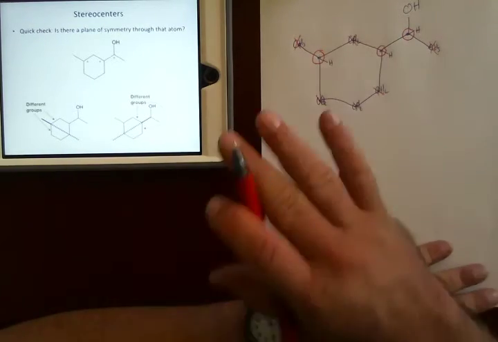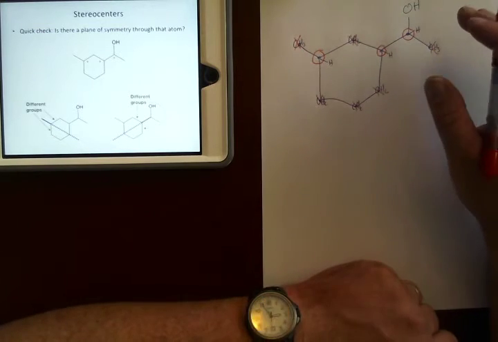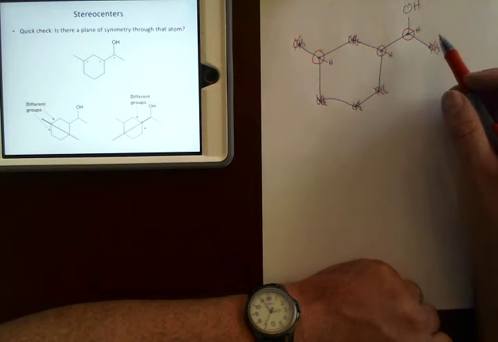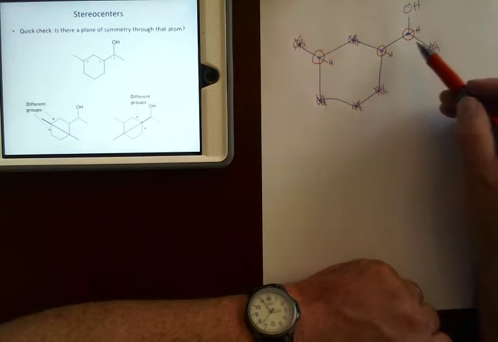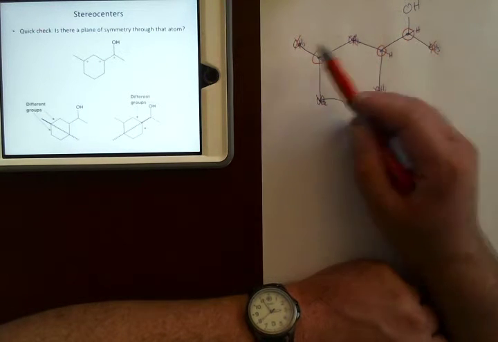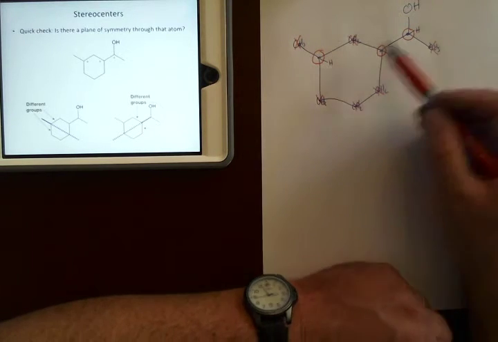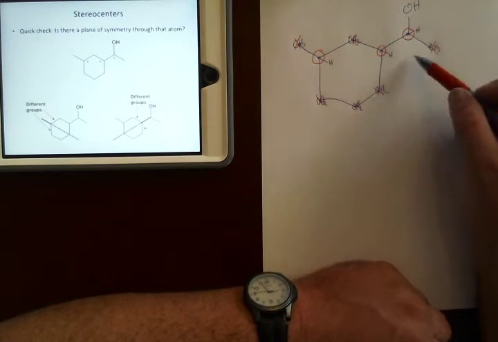So that's how you do it. Go in and write in your hydrogens. You're going to need to do that anyway. Eliminate what you know is definitely not a chiral center, and then you can start looking at the rest. You go from one, two, three, four, five, six, seven, eight, nine potential ones down to three. Now you can go through them a lot quicker, okay?